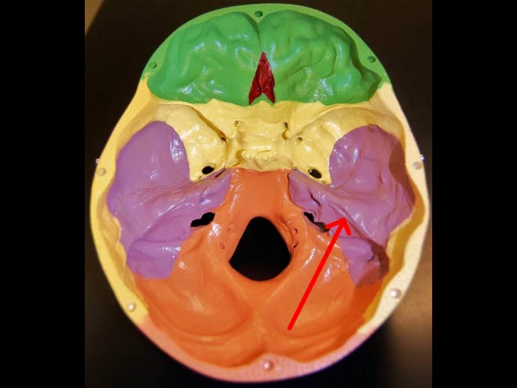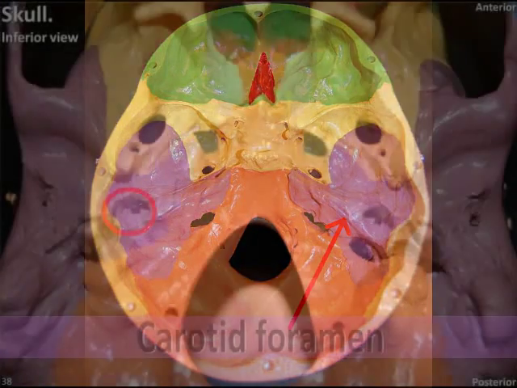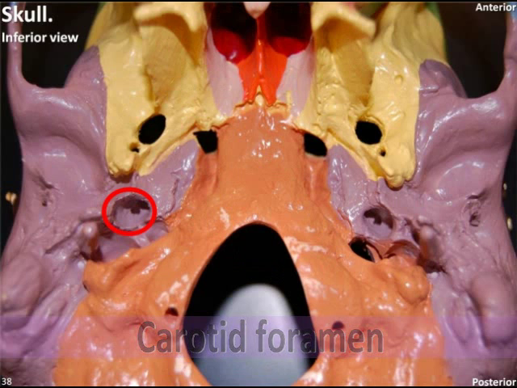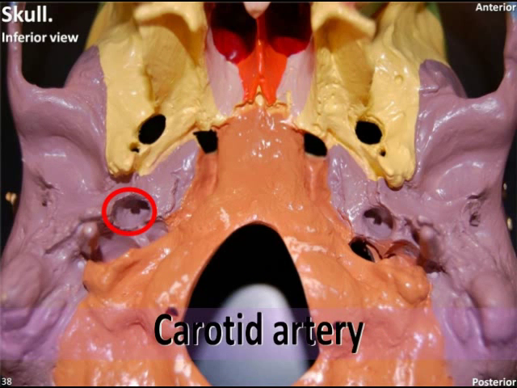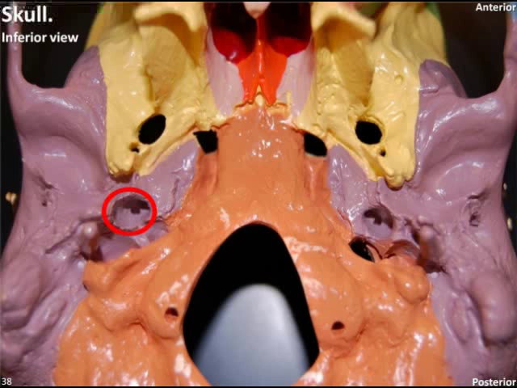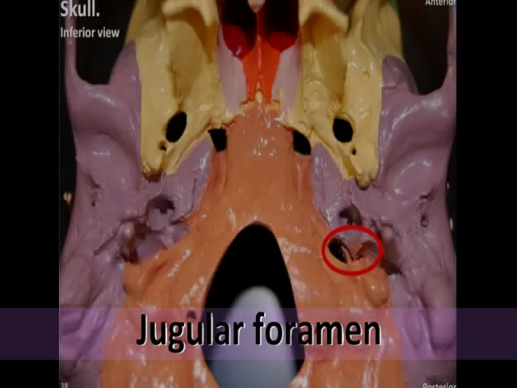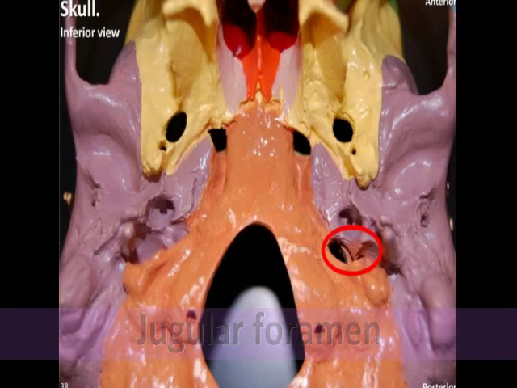Also within the petrous portion is the carotid foramen, which allows passage of the carotid artery. And located just posterior to the carotid foramen and anterior to the occipital bone is the jugular foramen, which allows passage of the jugular vein.